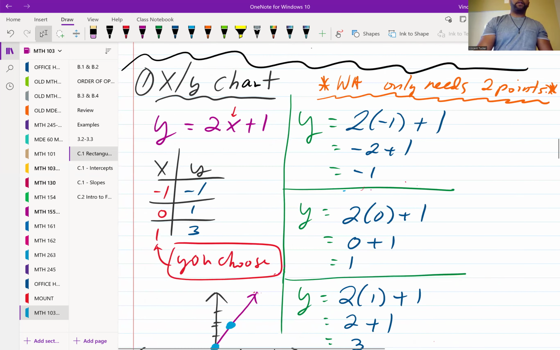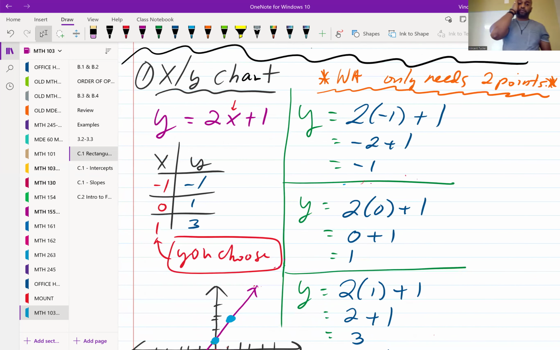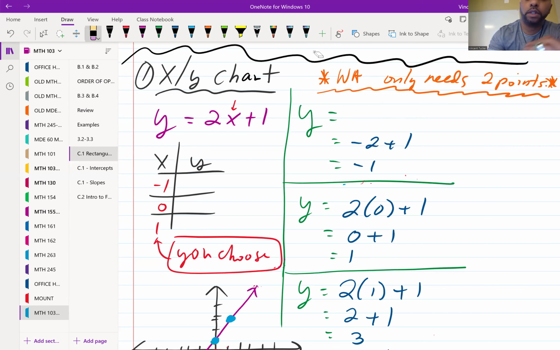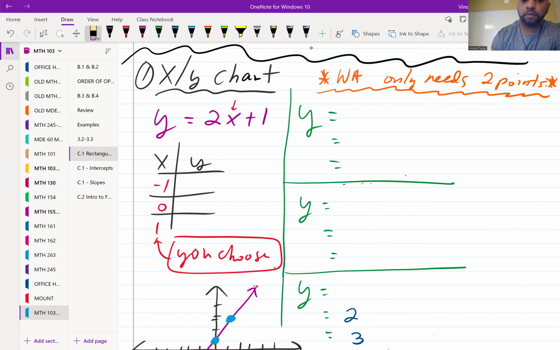So let's look at this first method, generating or creating an XY chart. Let's look at the equation of 2x plus 1. I'm going to erase some of this stuff so you can see how we started off. All right, so we have y equal to 2x plus 1. Notice the little statement I have up there in the orange is that WebAssign only needs 2 points.